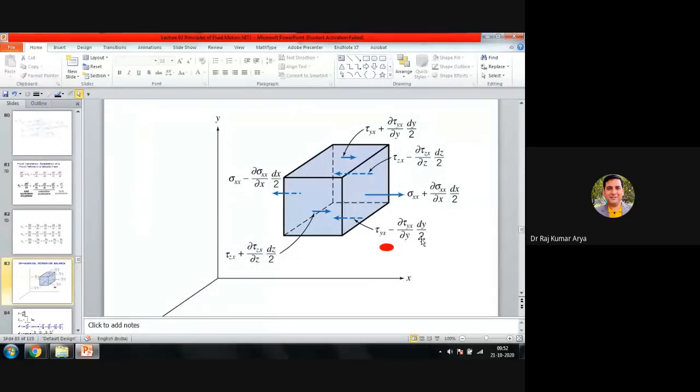Because tau yx is the magnitude of shear stress at the center, from Taylor's expansion you got delta y by 2 on top and delta y by 2 on the bottom. It's the same thing we did in the case of mass conservation. Is this fine for the top and bottom components? This one and this one? Is this fine?